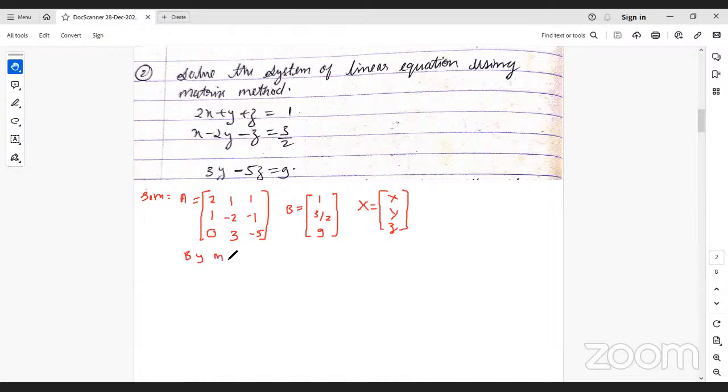Again, by matrix method we need to write A into X. The product of A into X will be equal to B, and to get the value of X we need to use the formula X is equal to A inverse B, where A inverse is, first step, we need to calculate A inverse, and A inverse is given by 1 upon determinant of A into adjoint of A.